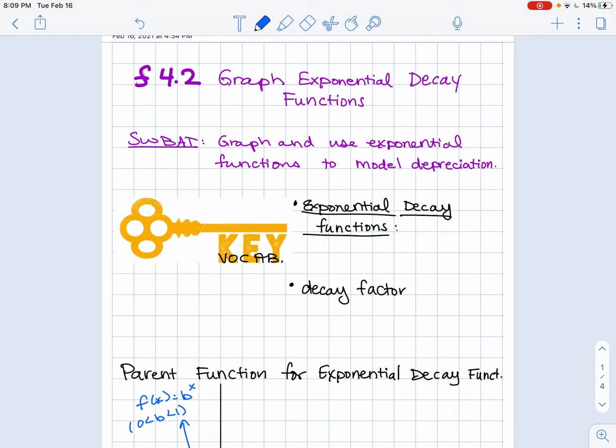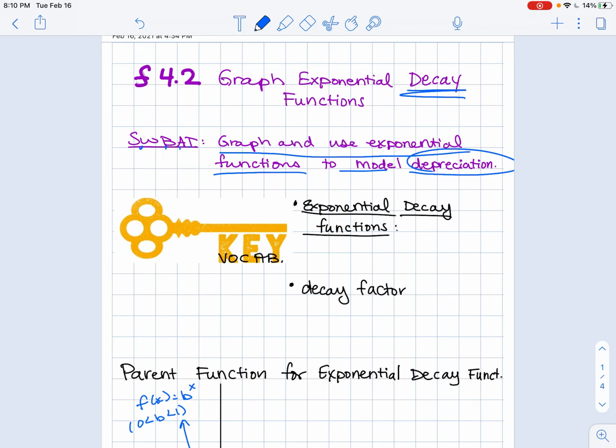We're talking about graphing exponential decay functions, and we went over that today in our Desmos activity where we explored exponential growth and then what happens when those numbers decrease, and we call that exponential decay. So today students will be able to graph and use exponential functions to model depreciation, and depreciation is value that gets smaller and smaller over time.